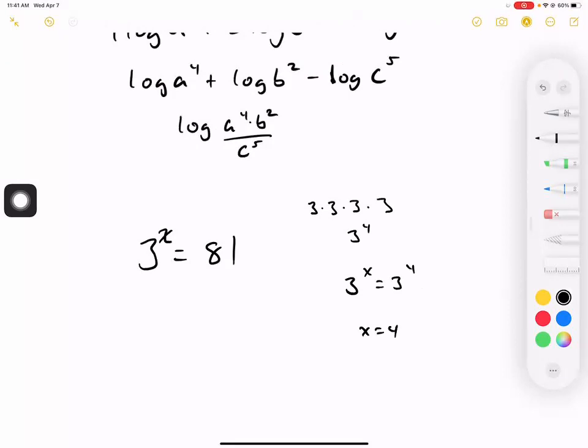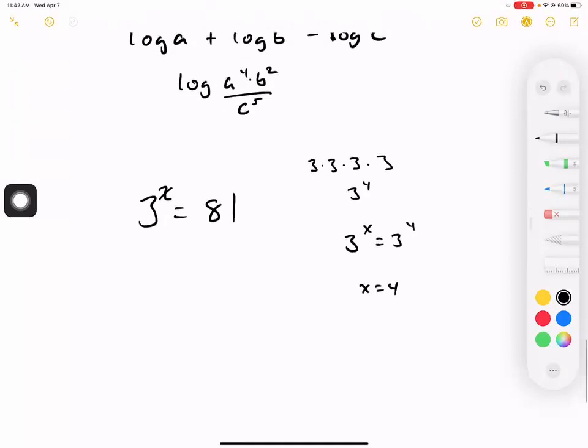But let's say I want to use my calculator to solve for this, because maybe it might not be 81. Maybe it's a number that isn't a multiple of 3. So here's what I'm going to do. The trick is to actually use logs as a tool, because we have no way in algebra to solve for exponents if the variable is in the exponent position. So this is up here. We have no way to solve for that.